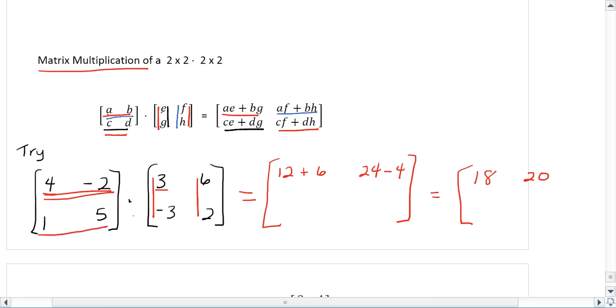So we use this bottom row times this first column. 1 times 3 is 3, plus 5 times negative 3 is negative 15, which gives us a negative 12 element right there. Again, take this bottom row times this second column. 1 times 6 is 6, plus 5 times 2 is 10, so that last entry is 16. So take a look at that and ponder that and see if you can get your mind going with matrix multiplication.